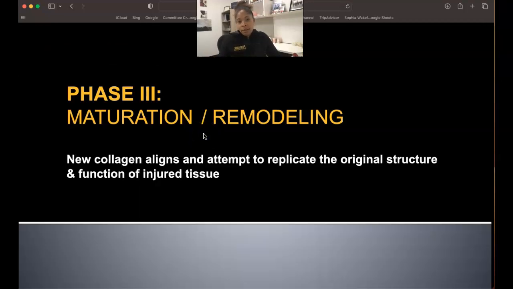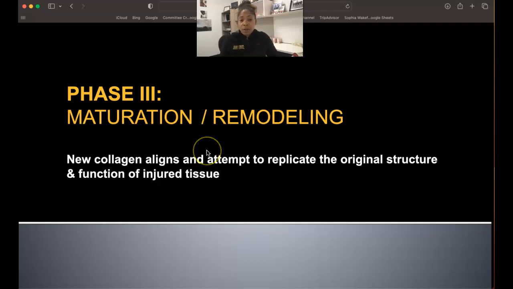So at about week 3 up until a year, and yes, healing can take up until a year. Let's think about ACL, PCL repairs, for example, labral repairs. I'm just giving a few sports medicine examples. We'll enter into what we call phase 3, or the maturation phase or remodeling phase. This is when you have that type 3 weak collagen transitioning into what we call type 1 collagen. It becomes stronger, it's more aligned, and it can withstand the stresses and the demands that are going to be placed on it.